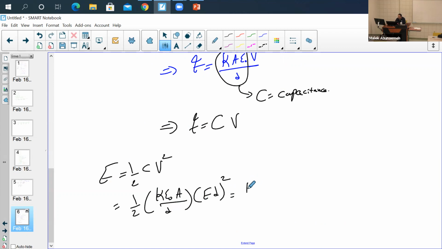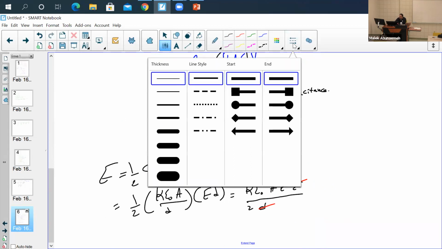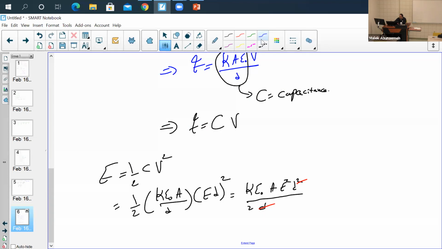So let's actually go ahead and break it up. Kappa, your dielectric constant, epsilon naught A E squared d squared over 2d. So one of these d's cancels out. Let me actually write this down: kappa epsilon naught A E squared d over 2.